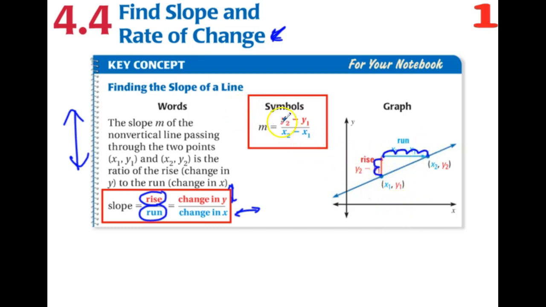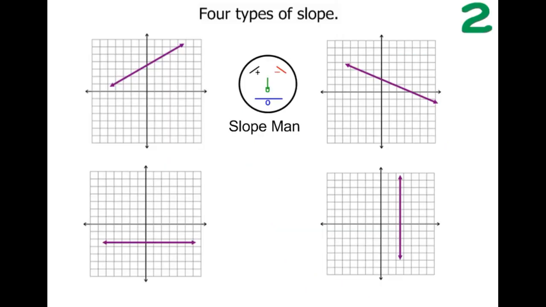If we don't have a graph, we might have to use an equation. We'll talk about that equation in a minute. Looking at 2 points, whatever those 2 points are, we'll have to plug them in and solve for m. Alright? So let's take a look here.